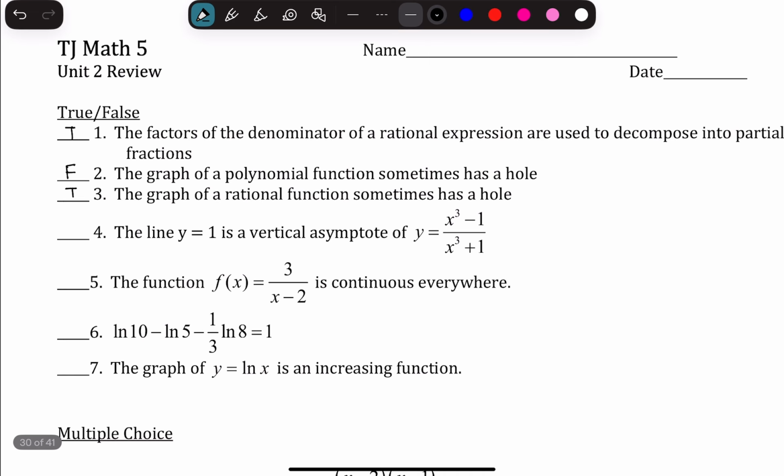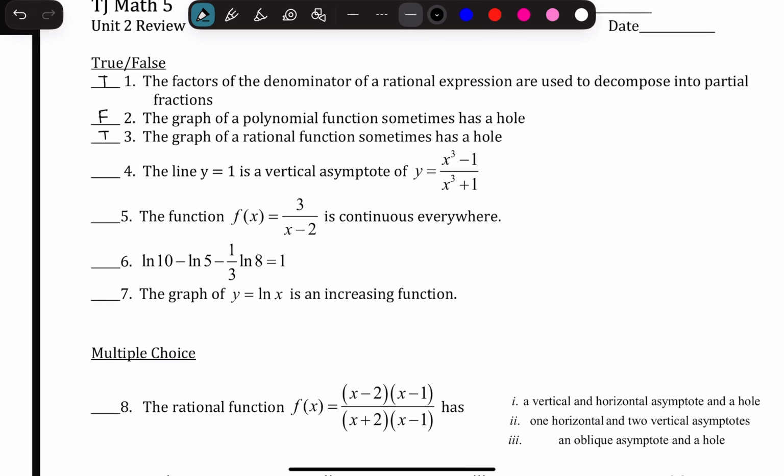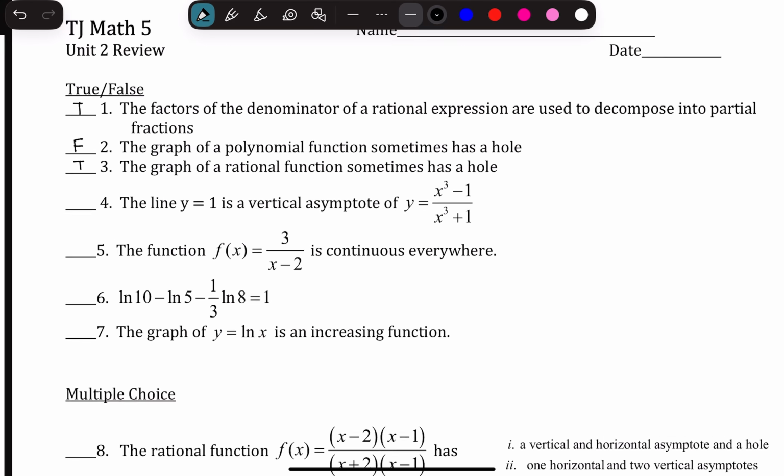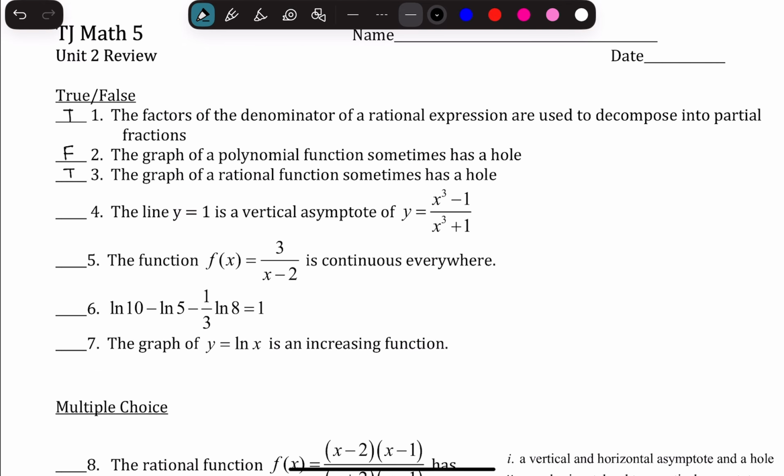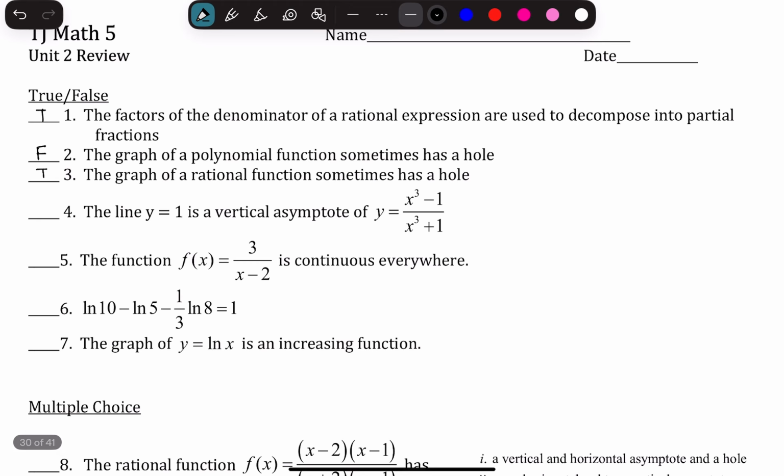So now let's say we have some true or false questions that we can answer. The factors of the denominator of a rational expression are used to decompose into partial fractions. This is true because partial fraction decomposition is based on the factoring of the denominator.